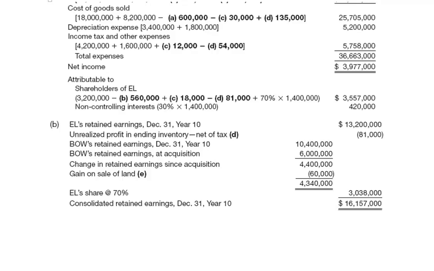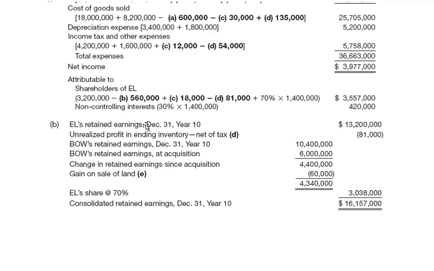Why? Because that represents profit that was booked in year 10 that got closed out to the parent's retained earnings. So at the end of year 10, after the closing process, the parent's retained earnings includes this $81,000 that we can't legitimately book into profit until year 11. So therefore, if we had to adjust it out of income, we also have to adjust it out of the separate entity retained earnings of the parent.